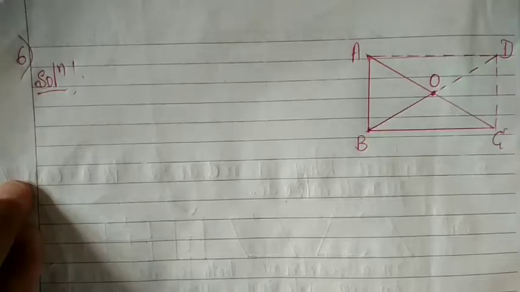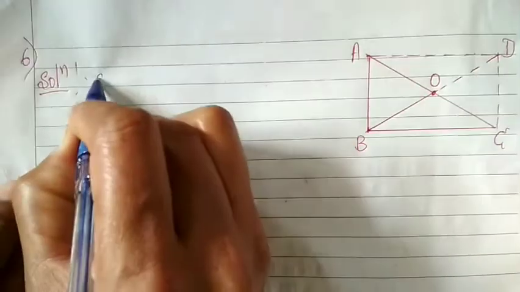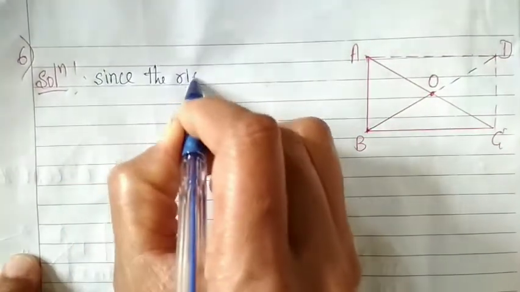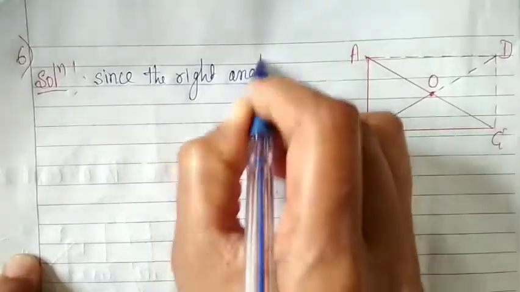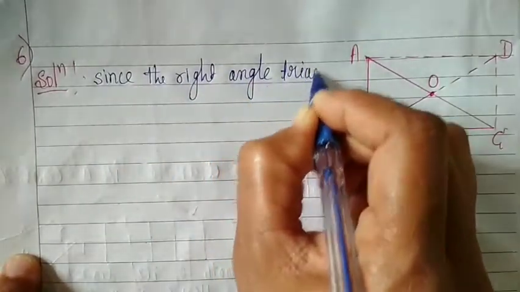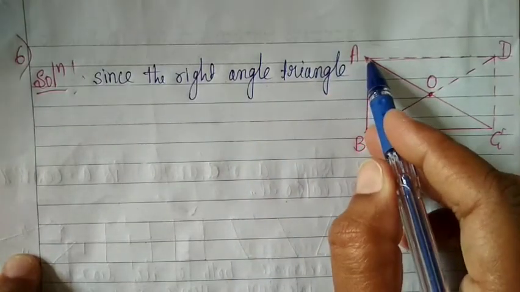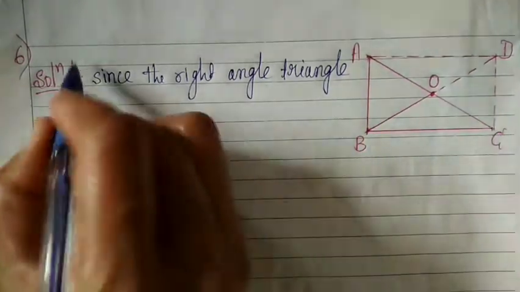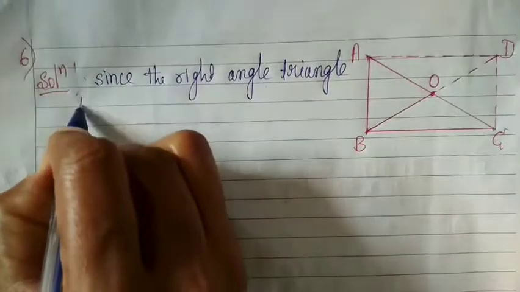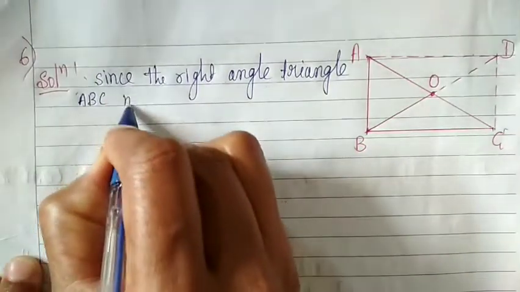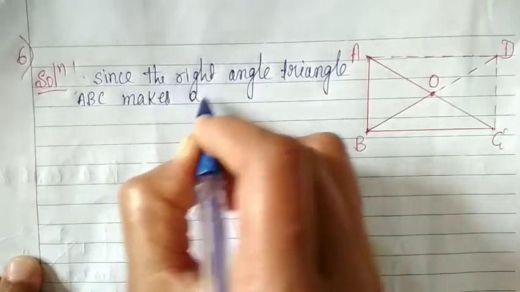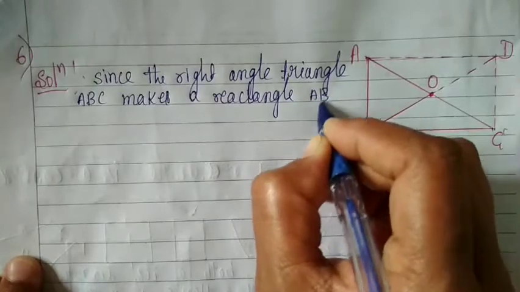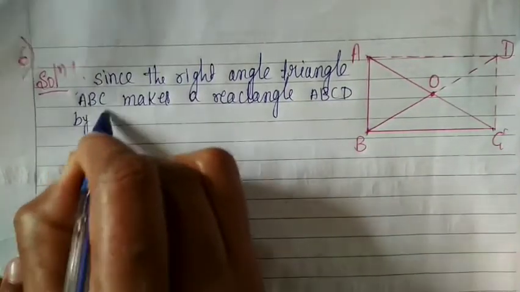Solution. Since ABC is a right angle triangle, the right angle triangle ABC makes a rectangle ABCD by the dotted lines.